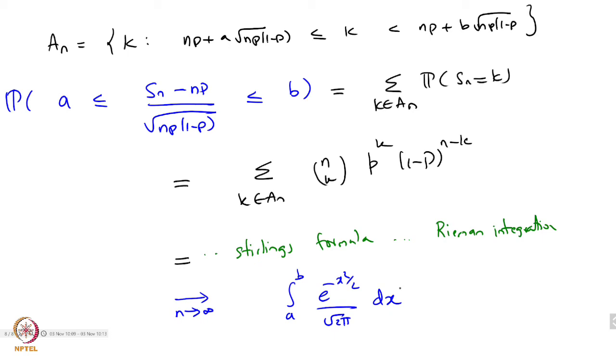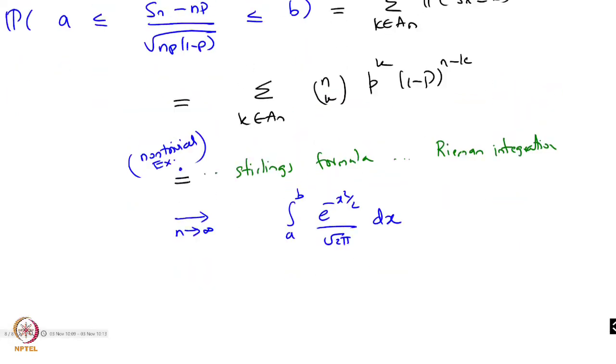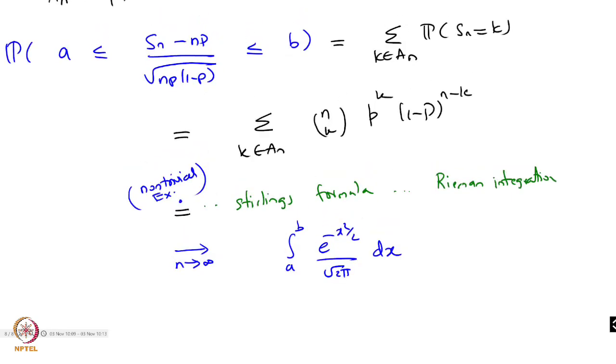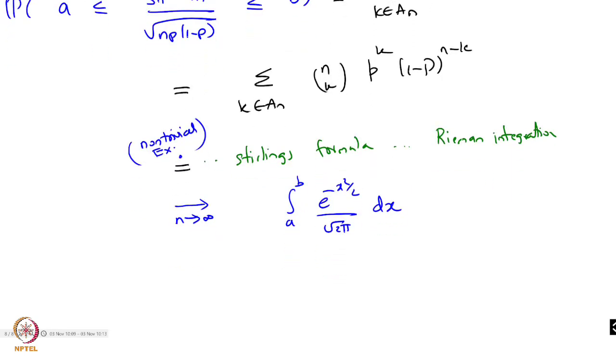So of course, to do this jugglery requires some work. This is non-trivial. So that's what's happening to this probability. This is a fact that one can establish. So this is what gives rise to what's called the Gaussian density.